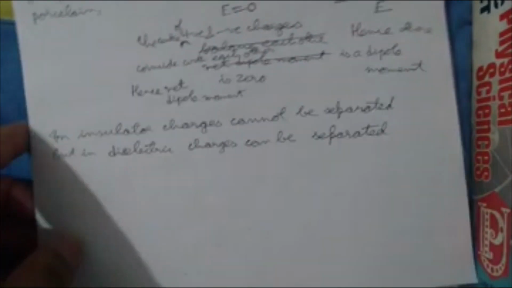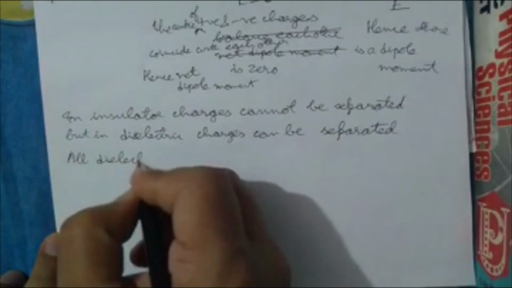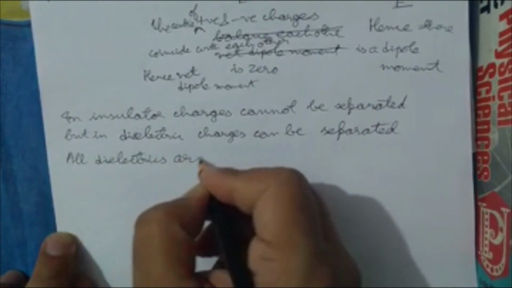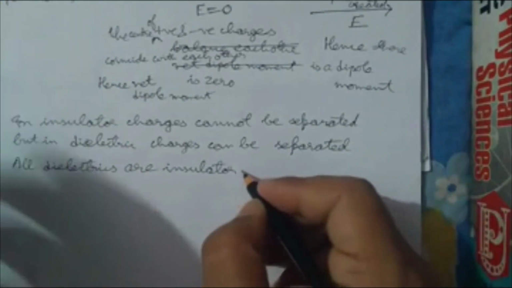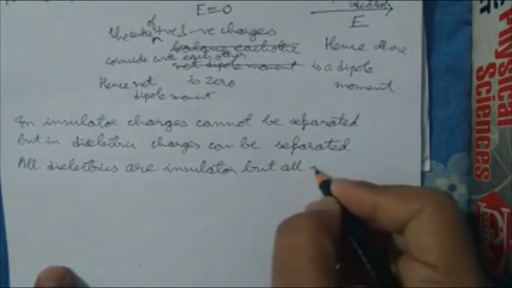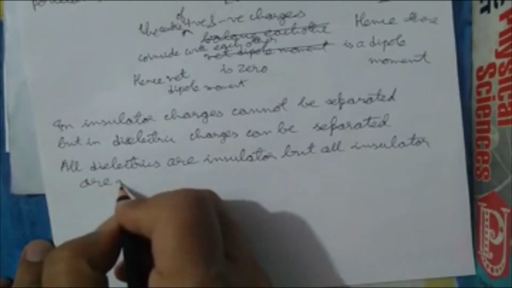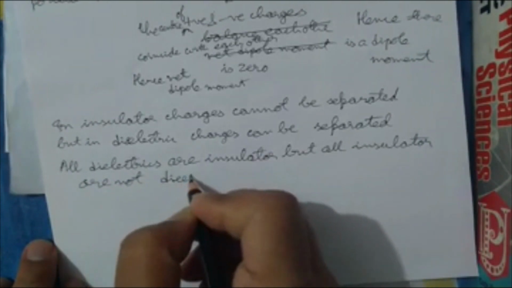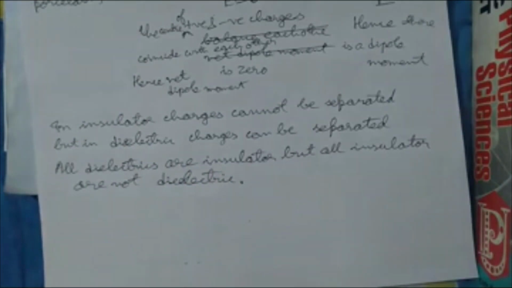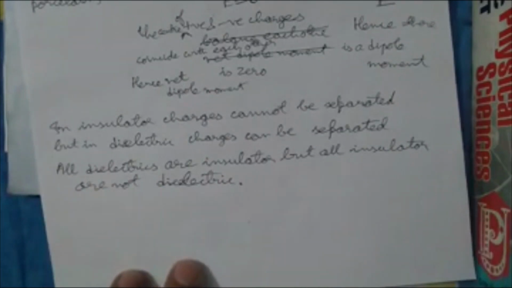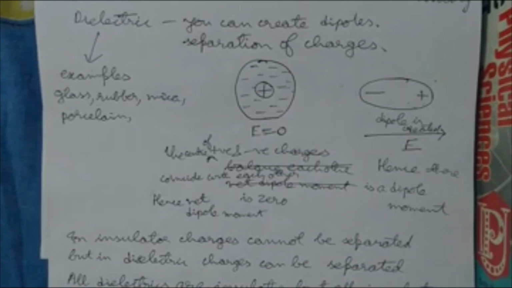So this proves that all dielectrics are insulators, but all insulators are not dielectrics. All dielectrics are insulators, but all insulators are not dielectrics.